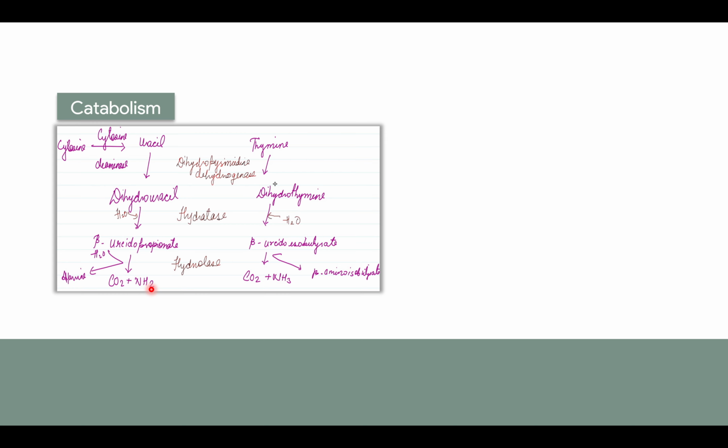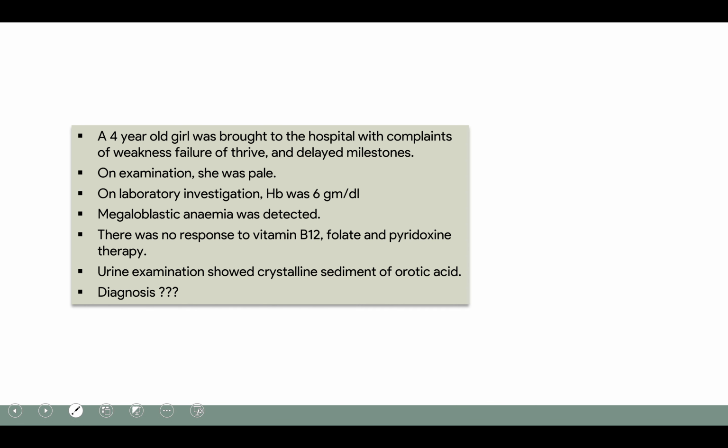thymine gets converted to dihydrothymine in the presence of the same dihydropyrimidine dehydrogenase enzyme. In the presence of water, again leads to formation of beta-ureidoisobutyrate, leading to formation of carbon dioxide and ammonia in the presence of hydrolase enzyme, and this ammonia enters the urea cycle. So the end product of pyrimidine catabolism is ammonia, leading to formation of urea, whereas for purine, the end product is uric acid.